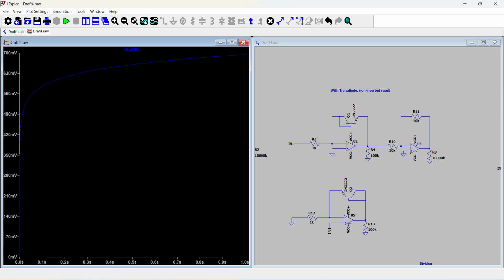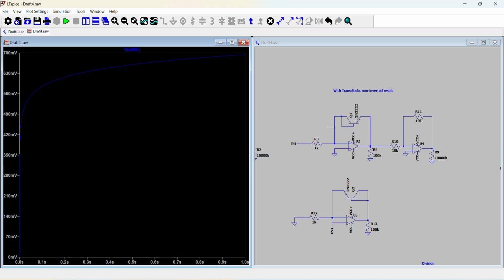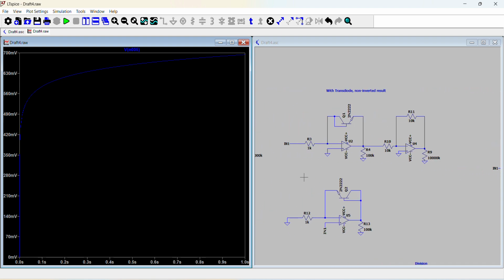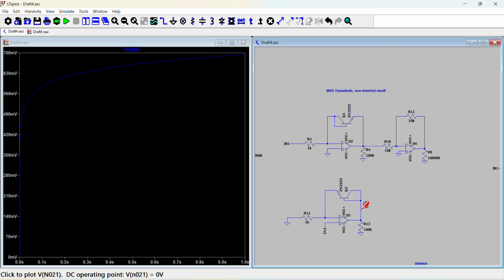And this is also why you see NPN transistors used more than PNP for these sort of log amps. The next thing I want to talk about is why we can't just put the input into the non-inverting config and just ground the inverting config. Does that produce a log? And the answer is yes, it does.